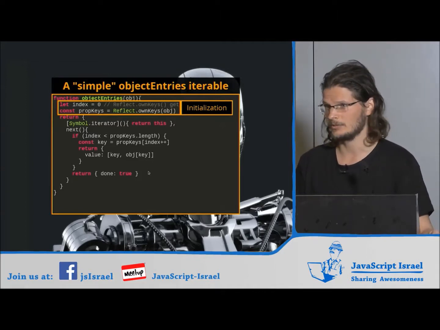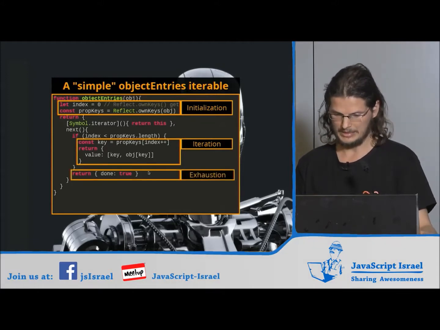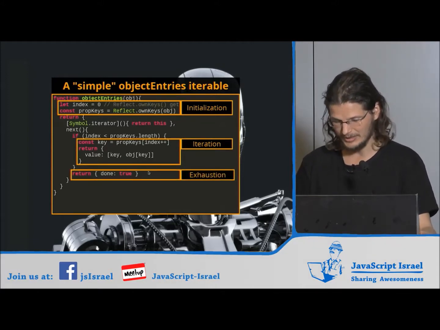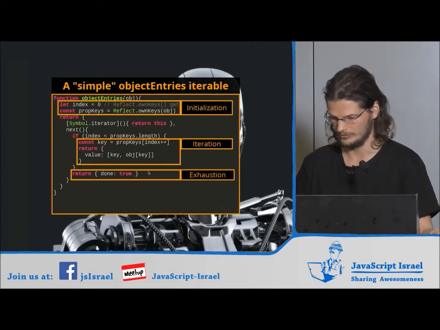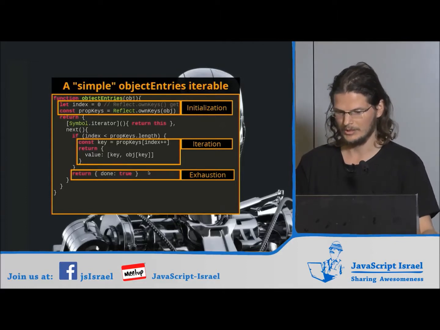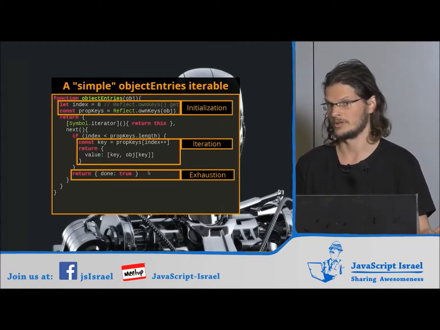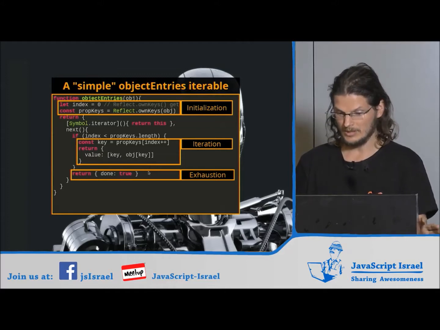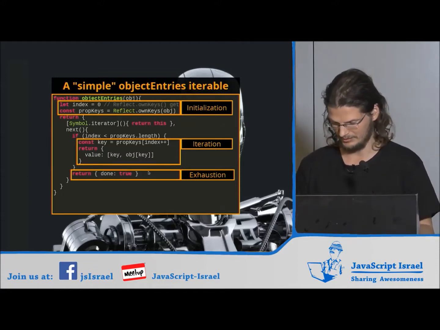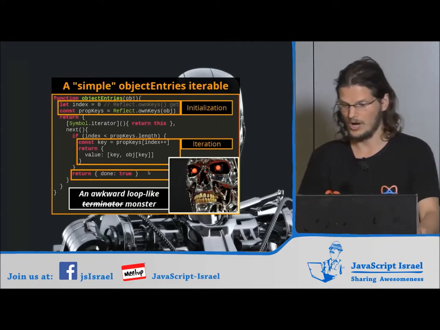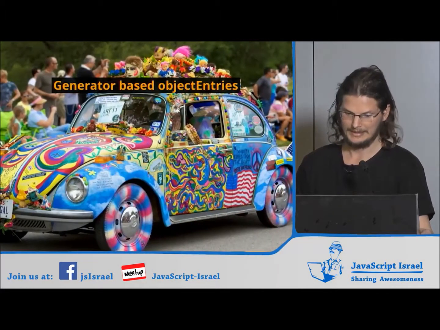However, if we break it down, if we analyze what's happening here, we can see that this thing is actually a really awkward and monstrous way of writing a loop. We have an initialization step, we have an iteration step, and we have an exhaustion step or a break condition. So this kind of represents a loop, which it kind of is, only it's really, really nasty. So we can do better. And this is where generators shine.